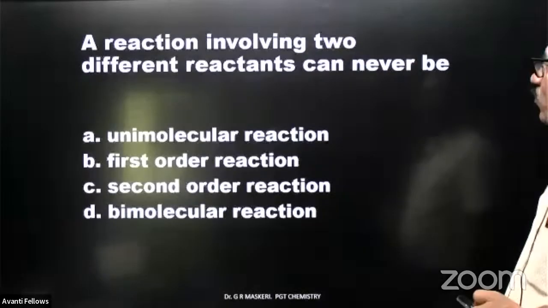Option A. Option A. It cannot be a unimolecular reaction.